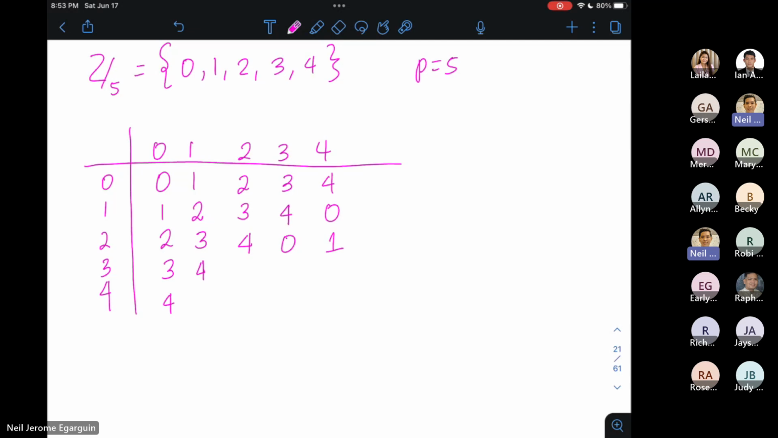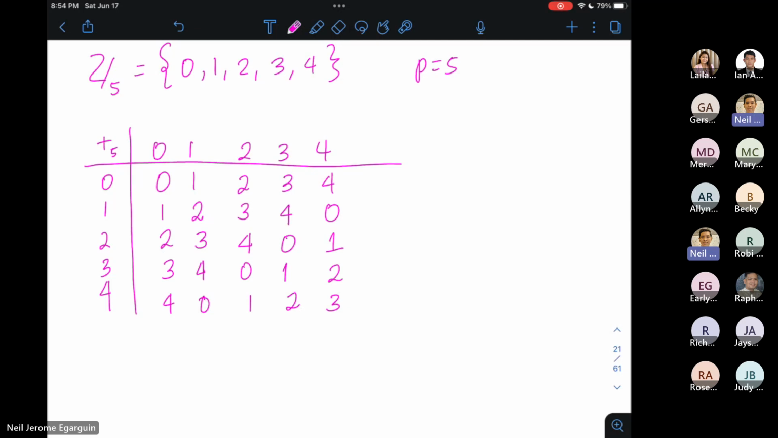So kailangan ko ngayong i-divide. 3 plus 2 is 5. Divided by 5 is 1. Remainder 0. So this is 0. 3 plus 3 will be 1. Sorry. Tama ba? 3 plus 3, 1. Yes. 3 plus 4 ay 2. 4 plus 1 ay 0. 4 plus 2 ay 1. 4 plus 3 ay 2. And then 4 plus 4 ay 3. That's the operation table for addition modulo 5.